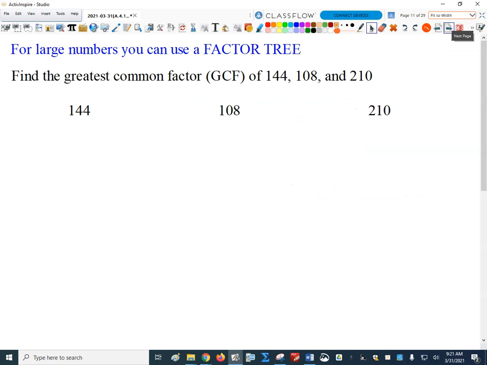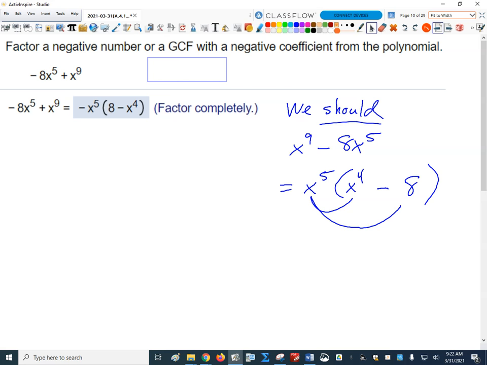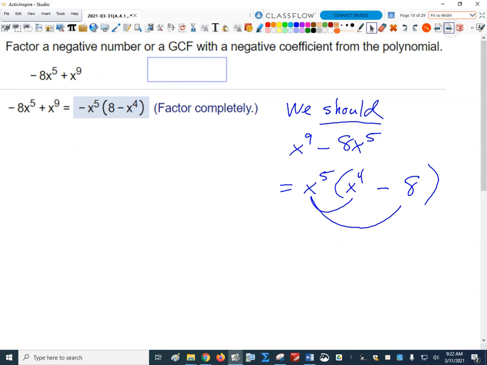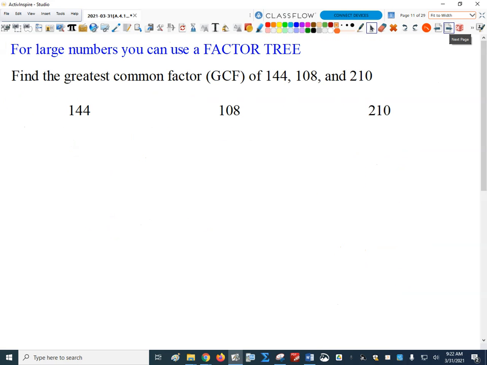All right, so next issue. What do we do if we're dealing with really large numbers? We won't very much, but on these last examples we've done, it's been pretty easy. These are small numbers, right? What's the biggest number that divides into 8, 16, and 4? Well, that's 4, right? We can get that pretty easily. But what if you had really big numbers, like 144, 108, 210? Big numbers. It's not so easy to look at that and see what's the greatest common factor, right?